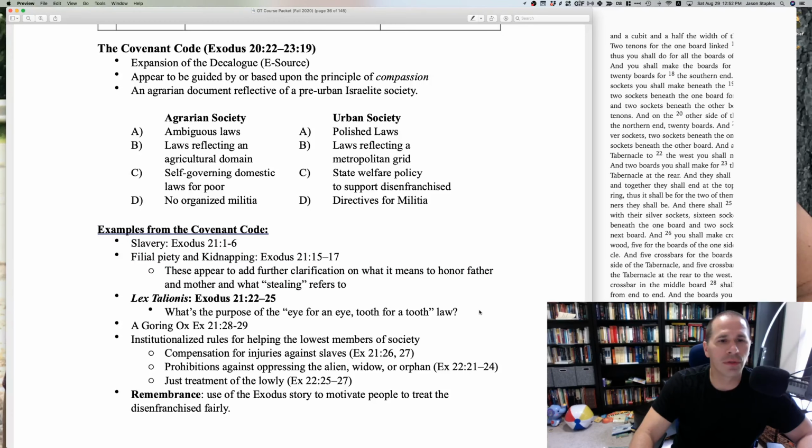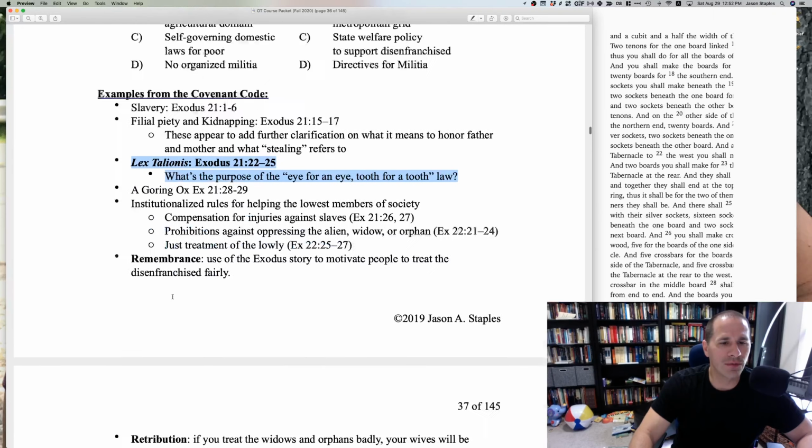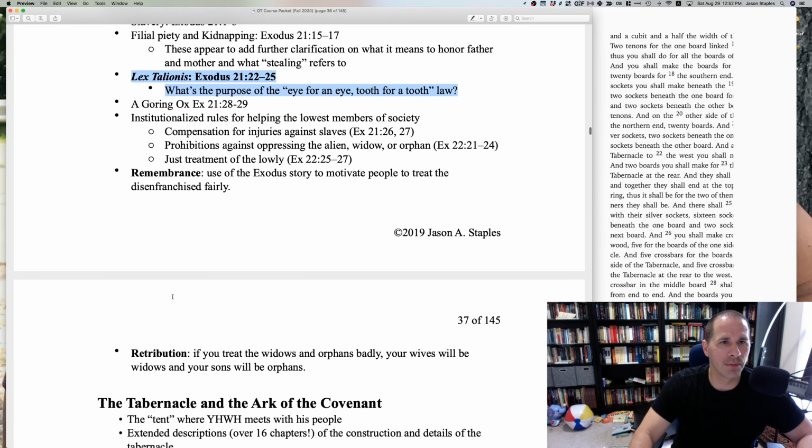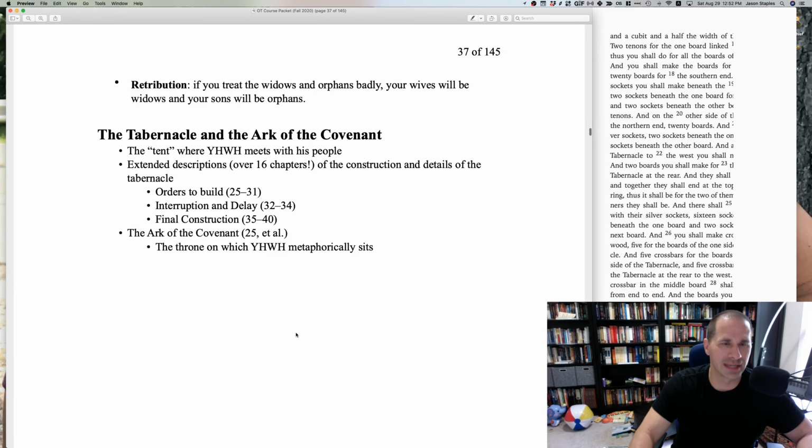The most important thing that I want you to think about when you're coming into the discussion session is: what's the point of the eye for an eye and a tooth for a tooth law? What's the value of the Lex Talionis law, and what's it doing here? What's the point of it in context? So that's one of the things we're going to talk about in our discussion session on Thursday. We'll talk about some of these other things in terms of just how all these laws fit together.